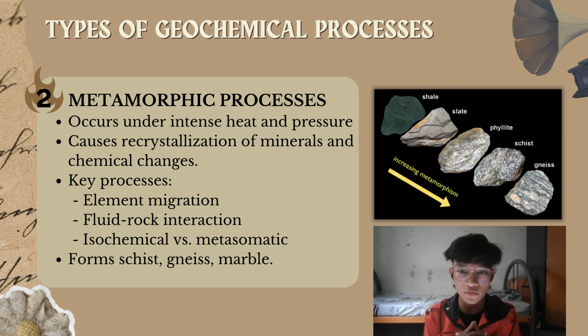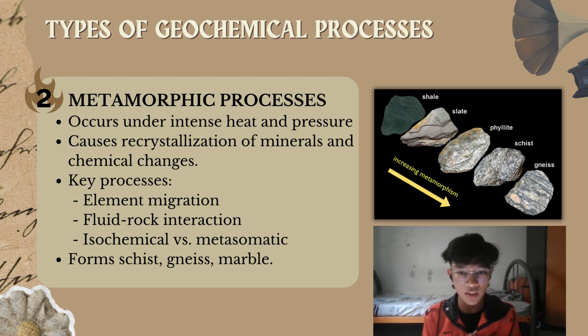Some key processes involve element migration, where atoms move within the rock, and fluid-rock interaction, where hot fluids can introduce or remove certain elements. There is also the difference between isochemical metamorphism, where the overall chemical composition stays the same, and metasomatic metamorphism, where new elements are added or lost. These processes lead to the formation of new metamorphic rocks such as schist, gneiss, and marble, each with distinct textures and mineral arrangements.